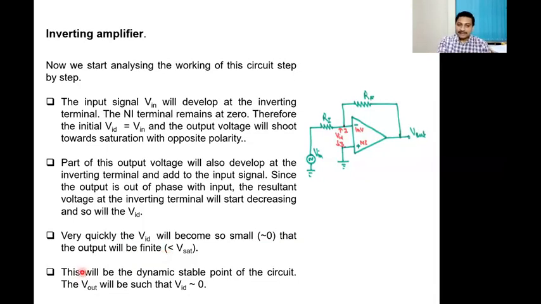At this point, this will be the dynamic stable point of the circuit, where V out will be some finite value. As soon as V out takes a finite value, that means VID becomes 0, and V out will not be sufficient to compensate for whatever is the signal input here. So the value here does not remain constant, but tries to be as close to 0 as possible. And that's why I call it a dynamically stable point.